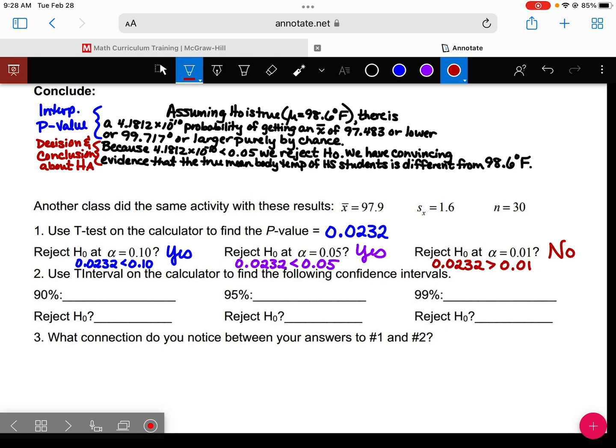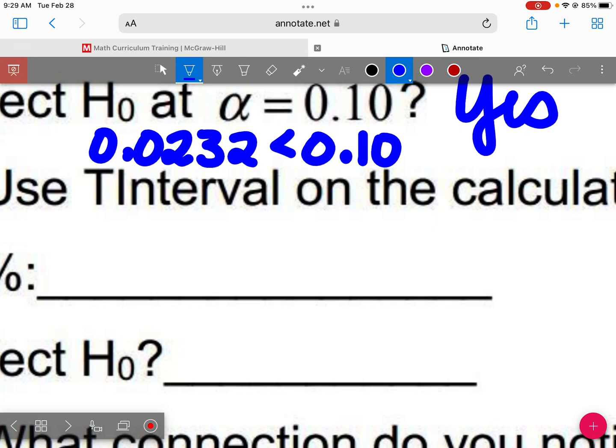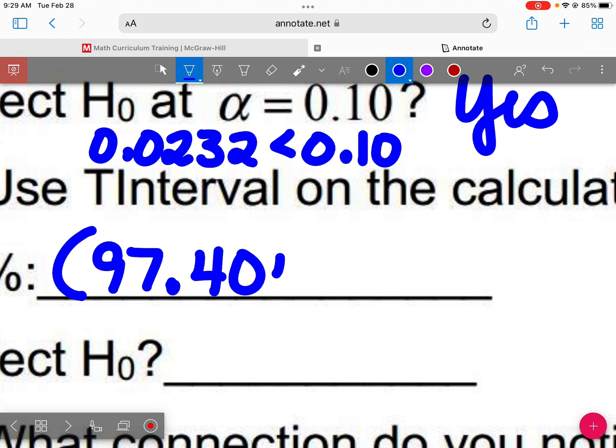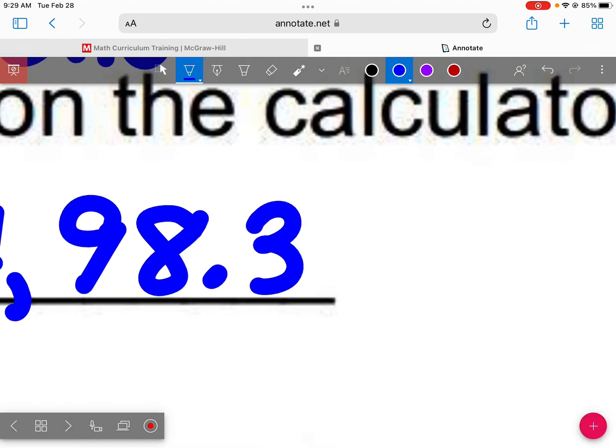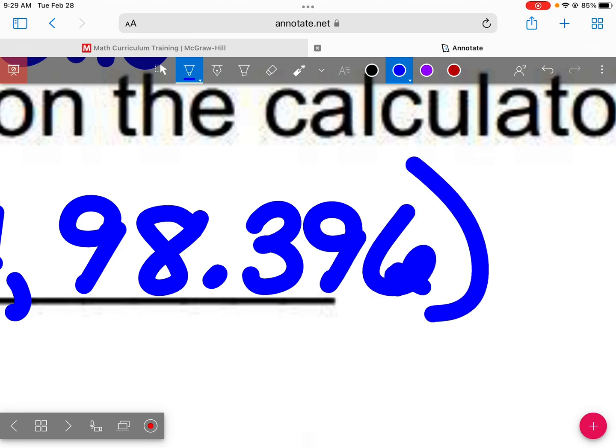We're going to enter our statistics. Hopefully it grabbed your old statistics and filled those in. We wanted to calculate this at what percent first? Yep, 90%. So our C level is 0.9. I'm going to come down to calculate and hit enter. There's my interval. 97.404 to 98.396.